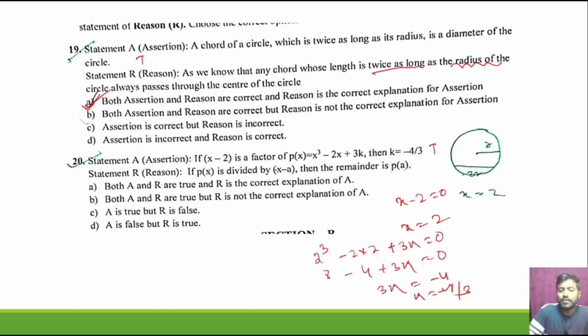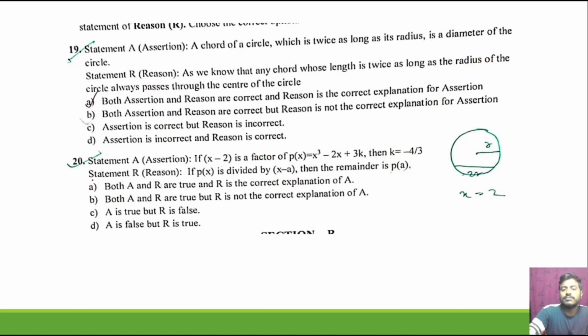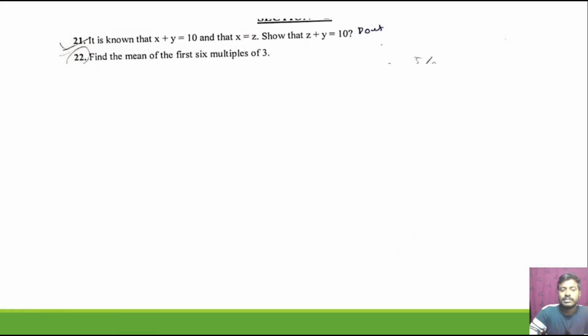Now if p of x is divided by x minus a, then the remainder is p of a. Yes, because the remainder is 0, because it is a factor. So it is the correct explanation, and option A is the correct answer. Next question. It is known that x plus y equal to 10 and x equal to z, so that z plus y equal to 10. Write down, given x plus y is equal to 10. X equal to z, we can put z in place of x, that is z plus y is equal to 10, proved.